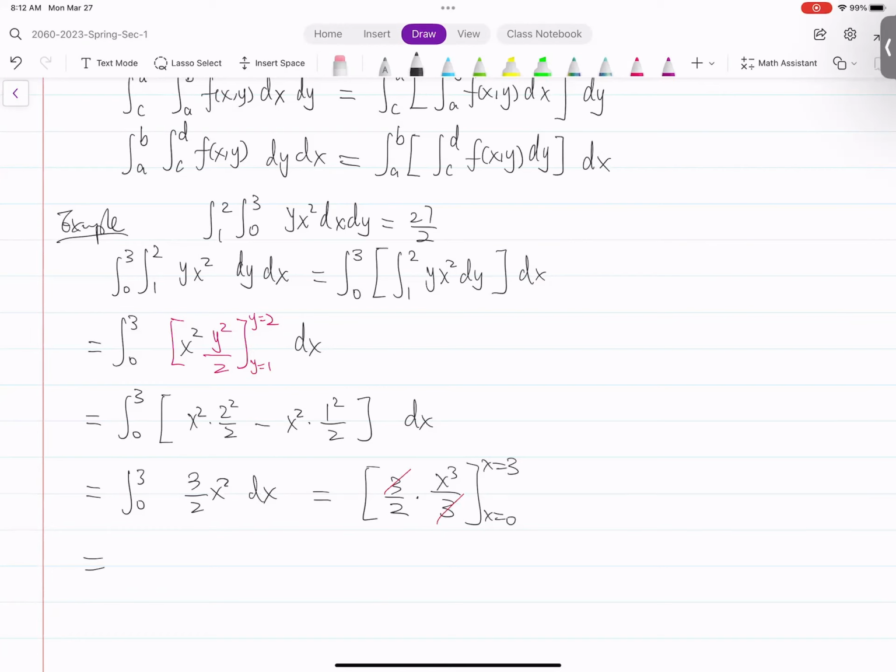Okay, so exactly you are getting 27 over 2 minus 0 over 2. Same answer. Minus 0. So now you see in one of the orders we get this number. Okay. If we do another order, it looks like it's the same output. Okay, same result.